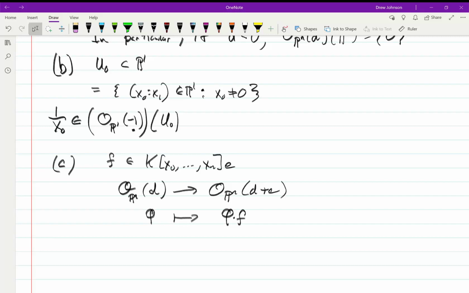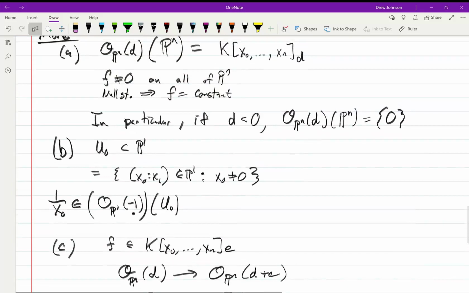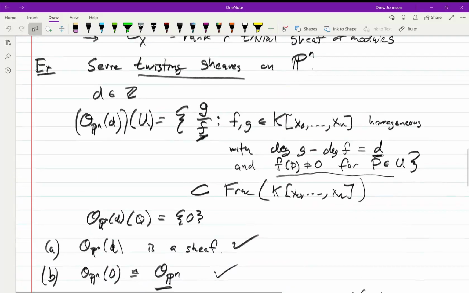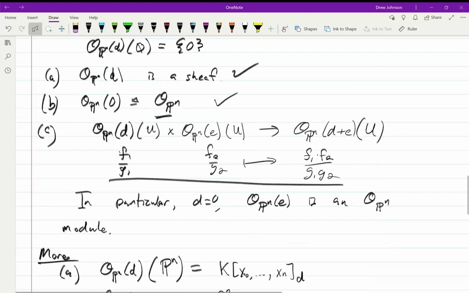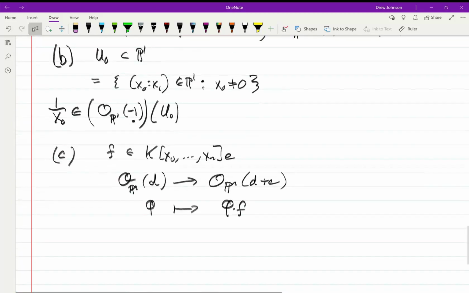Okay, well, of course, all it means is for any open subset U, you take your fraction here and then just multiply it by the homogeneous polynomial f. That'll just increase the degree of the numerator by E, and so you land in O(D+E), just like what you want. Okay, so that will give you a morphism of OX modules.